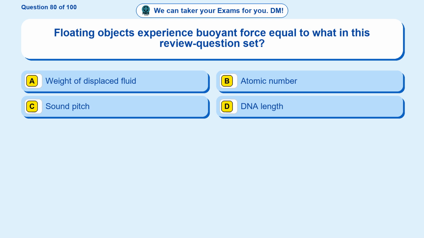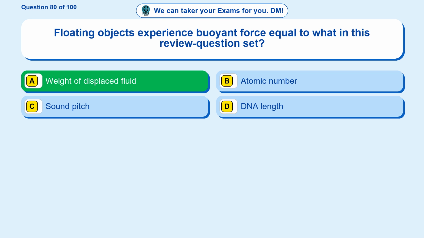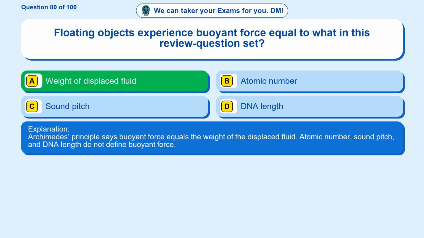Question 80. Floating objects experience buoyant force equal to what in this review question set? Option A, weight of displaced fluid. Option B, atomic number. Option C, sound pitch. Option D, DNA length. The correct answer is option A. Weight of displaced fluid. Archimedes' principle says buoyant force equals the weight of the displaced fluid. Atomic number, sound pitch, and DNA length do not define buoyant force.